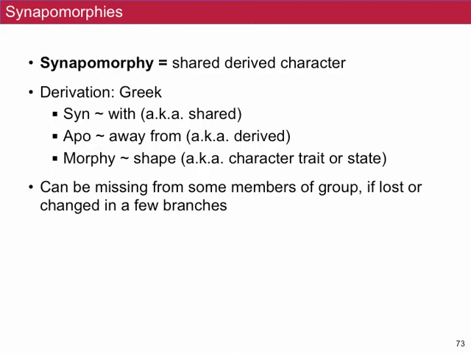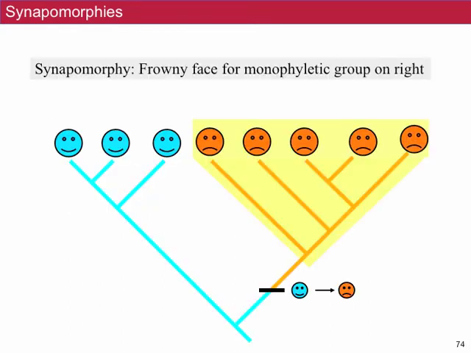I know that the ambiguity is challenging to deal with, but that's just the fact of biology. We still want to call most of those things broadly shared derived traits, even if they're lost by a few members of the group or changed in a few members of the group. Does that synapomorphy make sense to people? Okay, so in a phylogenetic sense, frowny face here is a synapomorphy for this clade. It is the derived state shared among this group. So a shared derived feature.